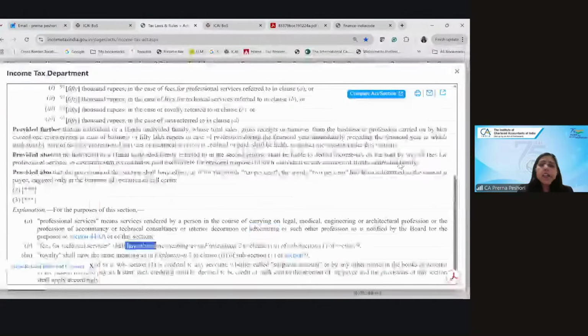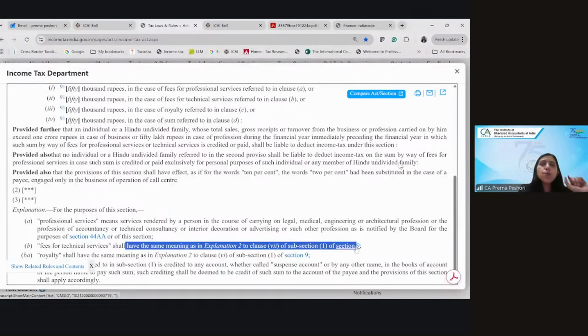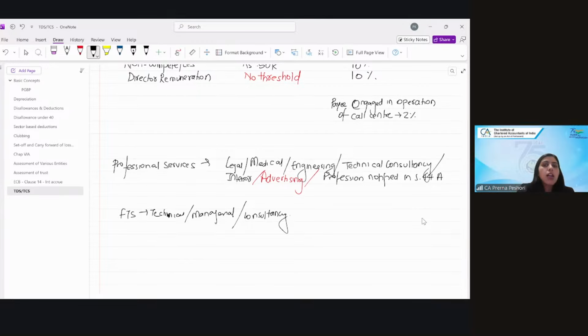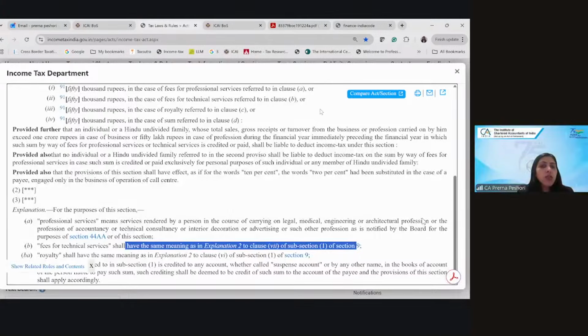Fees for technical services shall have the meaning under 9(1)(vii), which means technical, managerial and consultancy services. So FTS will cover technical, managerial or consultancy service. Royalty will be as per 9(1)(vi). So this is what is covered under 194J.